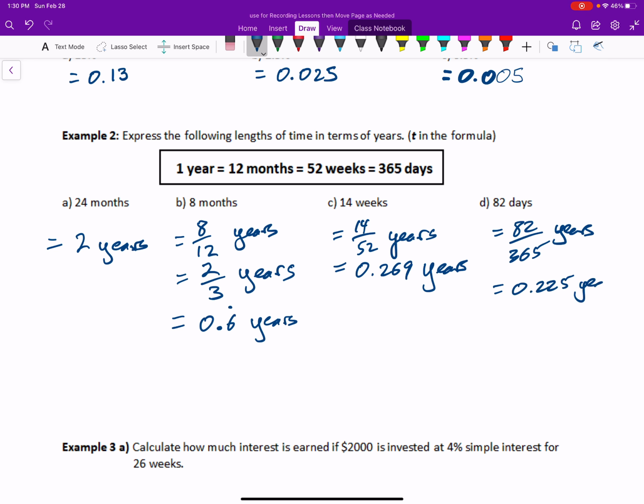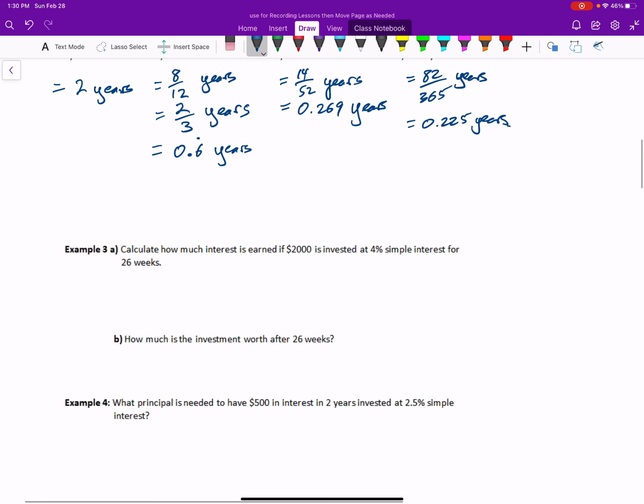So I have to have it in years in order to use this formula. So it's pretty simple. That's why it's called simple interest. It's not hard to calculate. It's straight multiplication once you've got things with the right units.